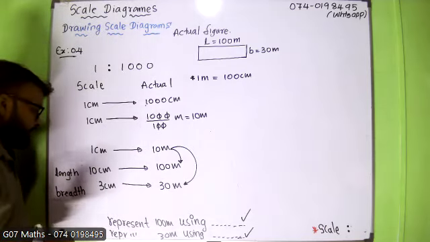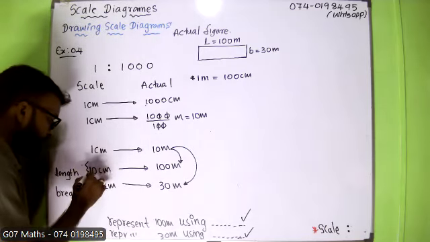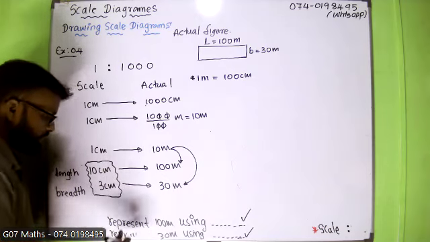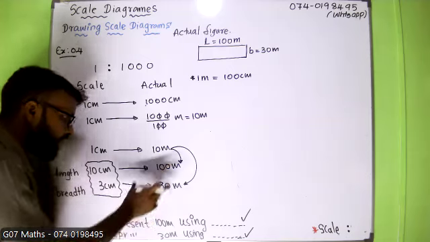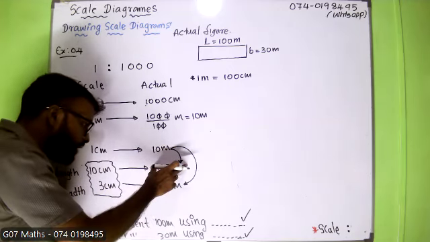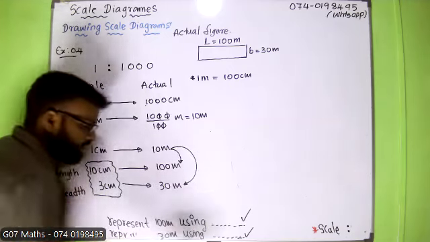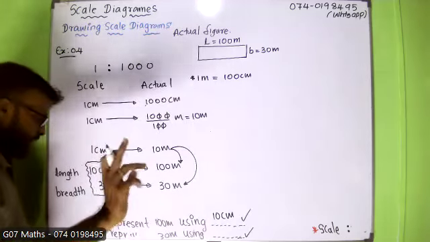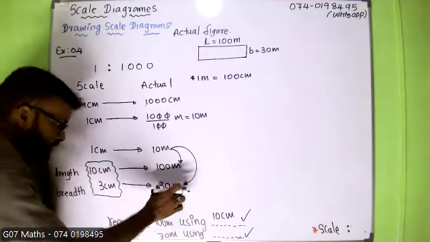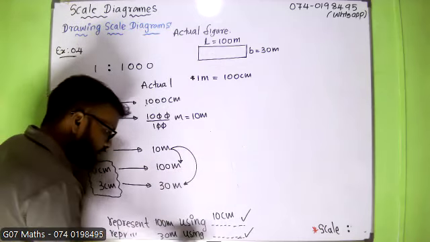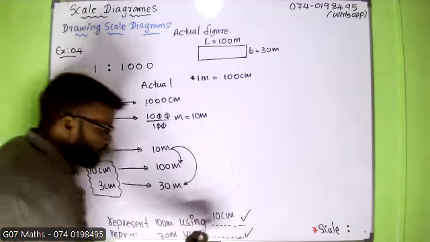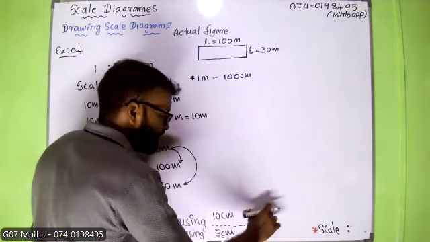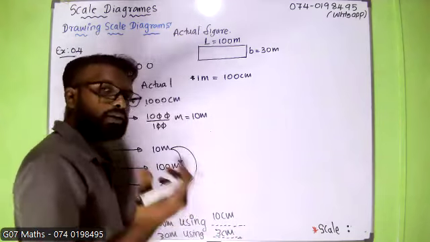So these are your scale lengths that you need to draw. I am going to represent 100 meters of actual length using 10 centimeters. I am going to represent 30 meters of actual length using 3 centimeters. This is my length and breadth. Length is 10 centimeters, breadth is 3 centimeters.